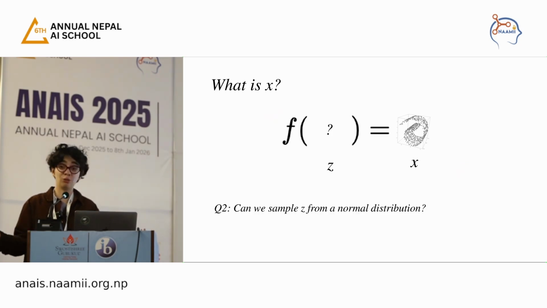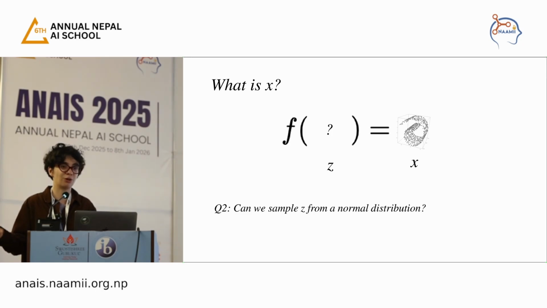Can Z be a normal distribution? Yes, it can. And we can also generate numbers from normal distributions. So this is very nice. However, it's not that trivial to actually generate numbers from a normal distribution. In the lab today, this is a question that you will get to explore if you want to.